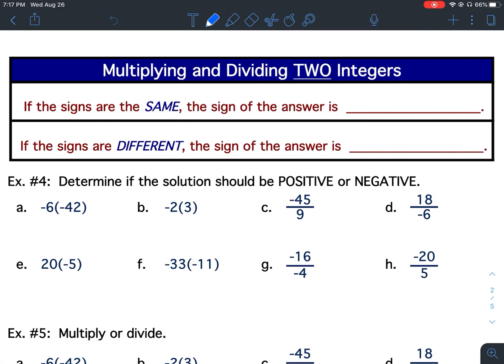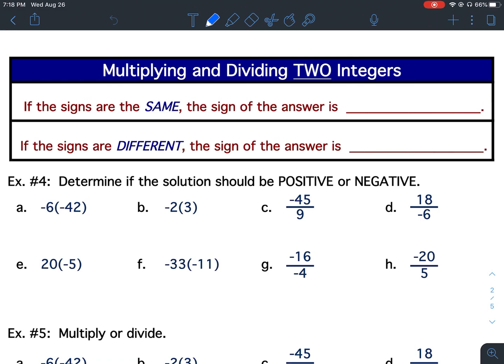For addition and subtraction, the sign could have been addition, but you actually subtracted to find your answer. Or the sign could have been subtraction, and you actually added to find your answer. That's why they're a little bit more difficult, because you can't just look at the sign and know what to do. But with multiplication and division, if it's a multiplication problem, you will multiply, and if it's a division problem, you will divide. So we're going to start by multiplying and dividing two integers.